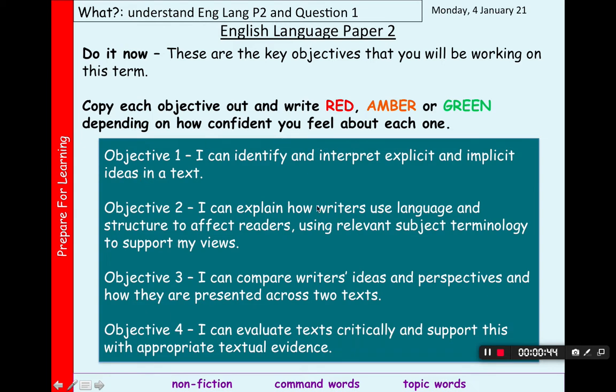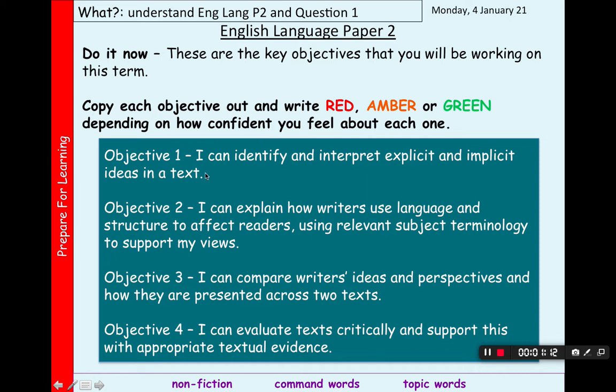And what I'd like you to do is for each one, copy the objective out and think about whether you feel confident about that objective. If you felt confident, you would write green, or if you didn't feel confident at all, you would write red, or if you're kind of in the middle, you'd write amber. So for example, if I was looking at objective one, I would copy that out and write, I can identify and interpret explicit and implicit ideas in a text.